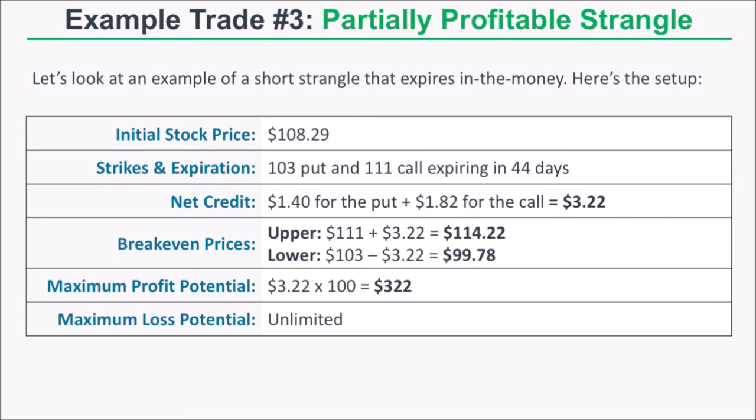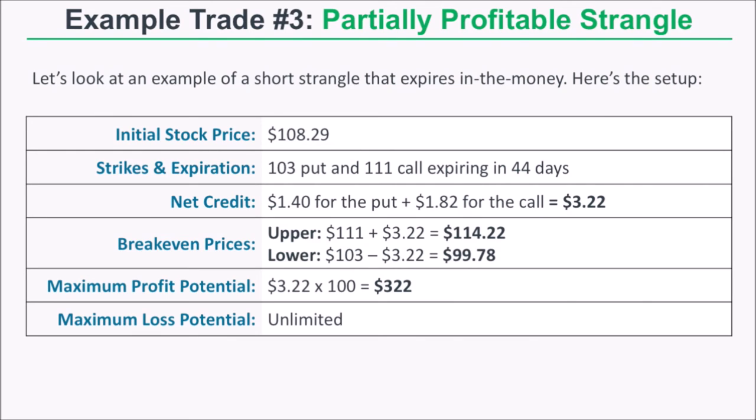So here's the setup. The initial stock price is 108.29, and we're going to sell the 103/111 strangle expiring in 44 days. For this position, we're going to collect a credit of $3.22, and that's going to bring our break-even prices to $99.78 on the downside and $114.22 on the upside. So a pretty wide range there.